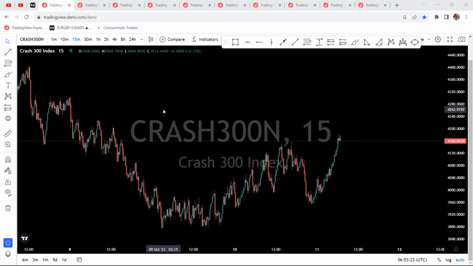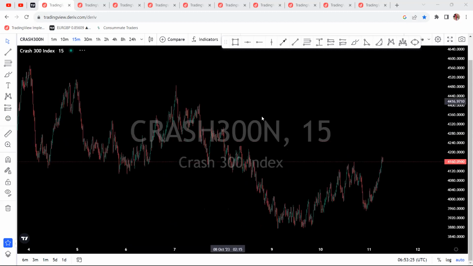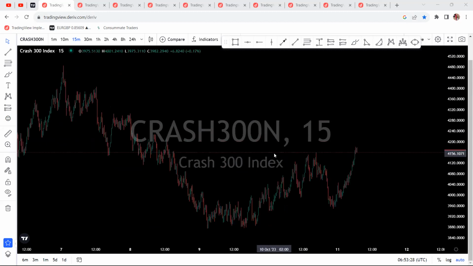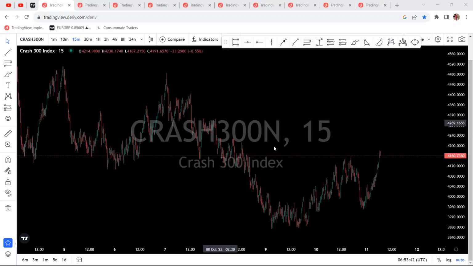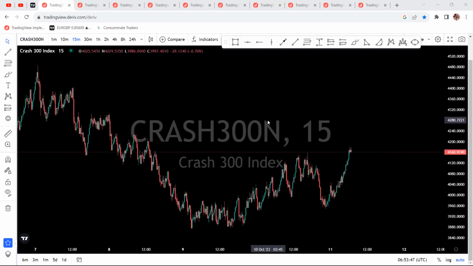So let's start from Crash 300. This is the Crash 300 on the 15 minute time frame. You need to understand how I do the analysis. I don't just start from daily and go down. I also start from daily, but when we are trading boom and crash, we bring it to the level where others can also participate and trade to make profit, which means we analyze daily, analyze 4 hours, and bring it down to 15 minutes. 15 minutes will help us to see the structure earlier and also enter at a good time.